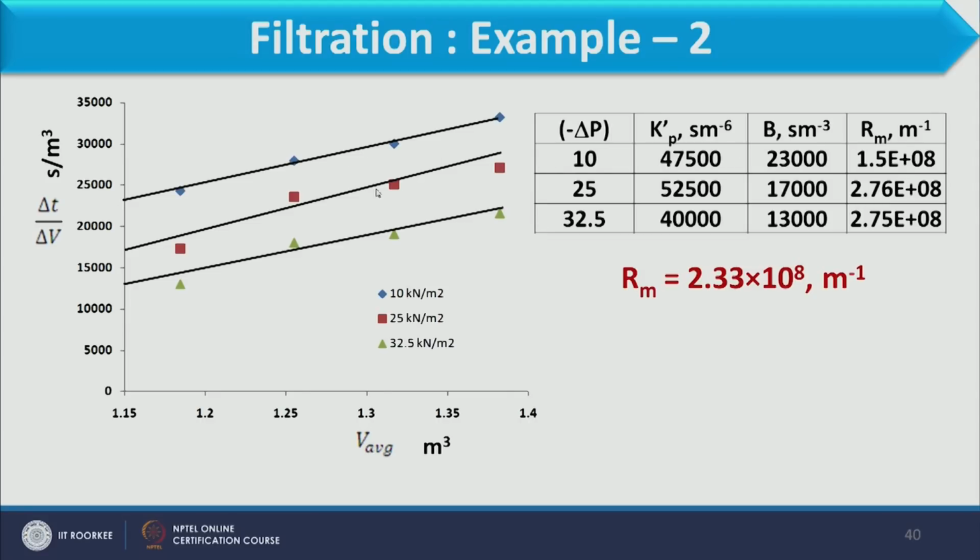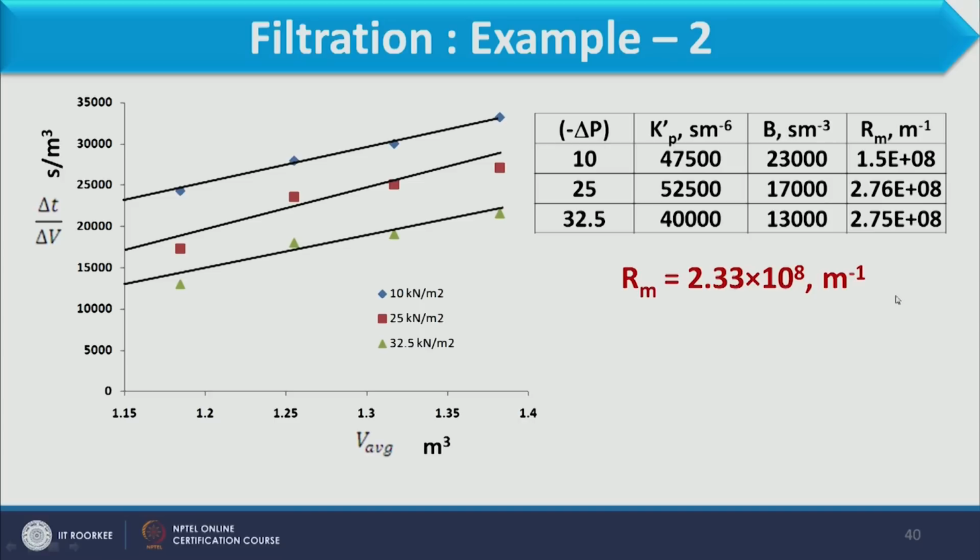If you see all these three graphs, if we observe the slope, this one has the highest slope, then this, and then this, and similarly the values are appearing in this table. B we can also calculate from the intercept, and those are available over here. Once we know the value of B, we can calculate the RM value, because we know the other parameters. So RM can be calculated directly from the B value. As we have three RM values, the average of these three RM values will give the final value of RM, that is the filter media resistance, and that is obtained as 2.33 into 10 to the power 8 meter minus 1.